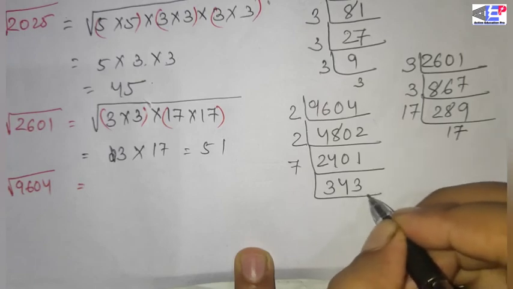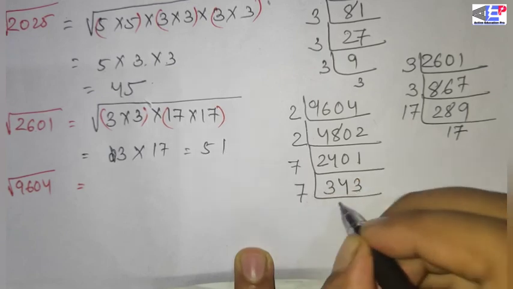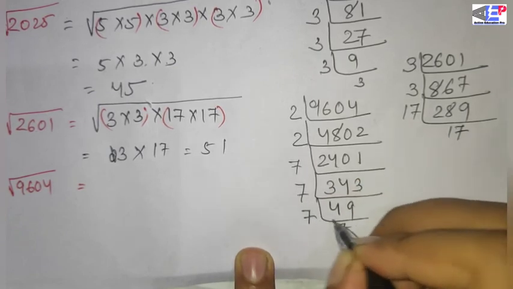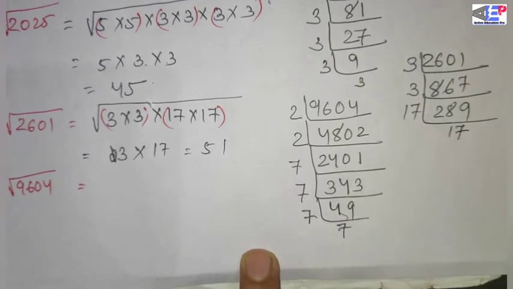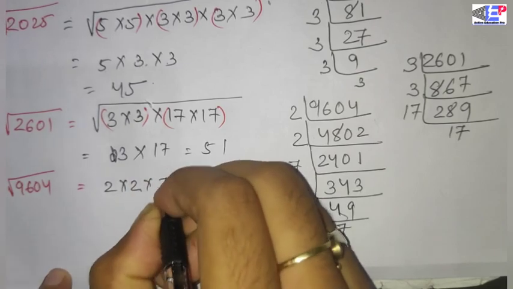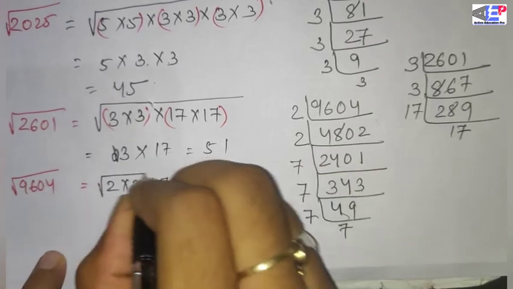Again check this number for 2. It is not divisible by 2. 3 plus 4, 7 plus 3, 10. It is not divisible by 3 and also not divisible by 5. So next check for 7. It is 49, and you know 7 into 7 is 49. 49 is the square of 7. So here 2 into 2 into 7 into 7 into 7 into 7.